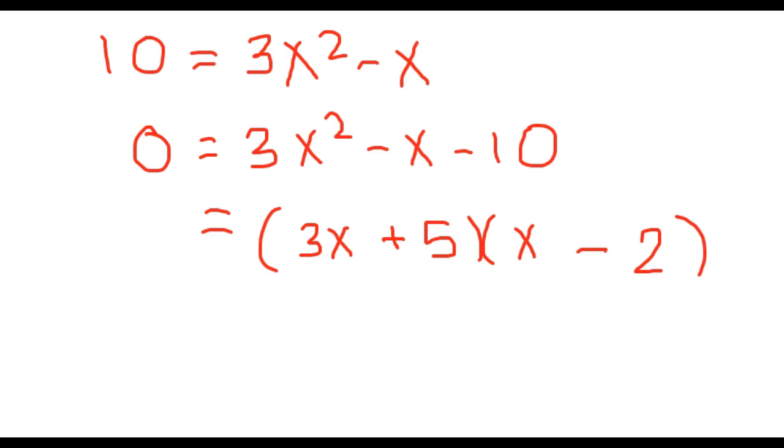So you have 3x plus 5 and x minus 2. So it gives you a negative 6x and a positive 5x, which gives you a negative x. So we get x equals negative 5/3 and x equals 2. Now in actuality, f of x does not have an inverse because it is an x squared function.